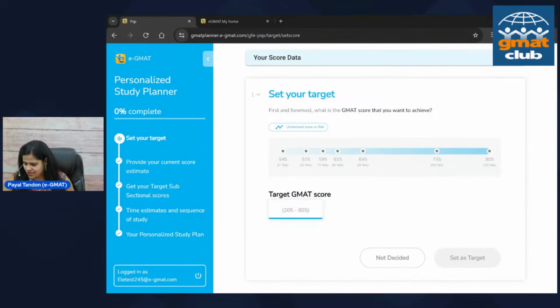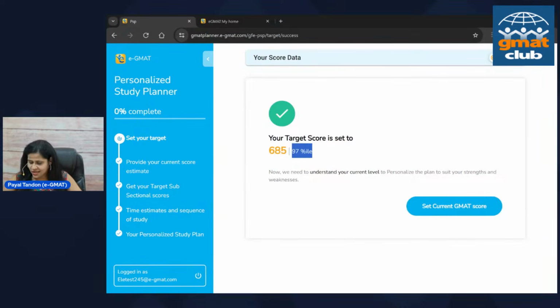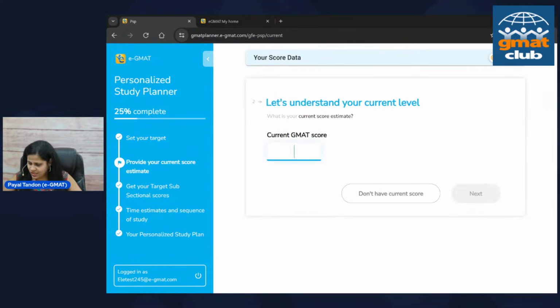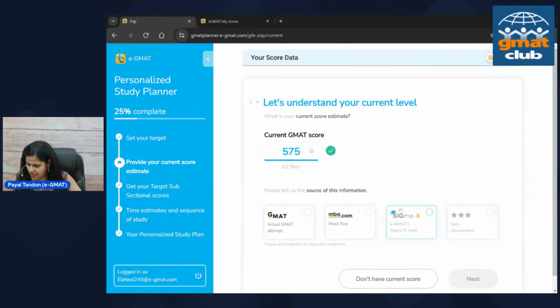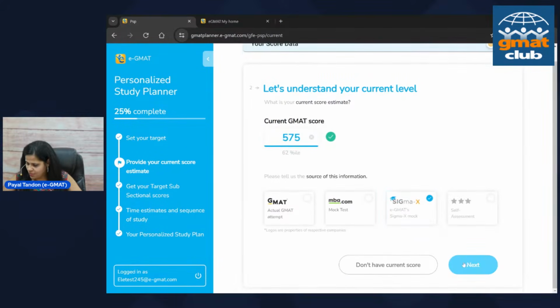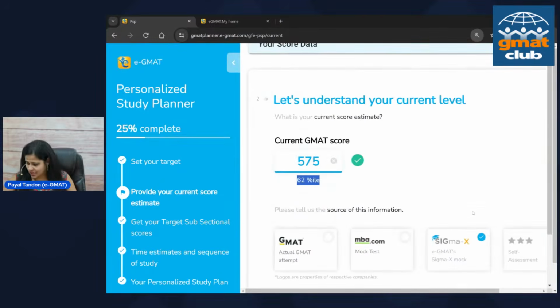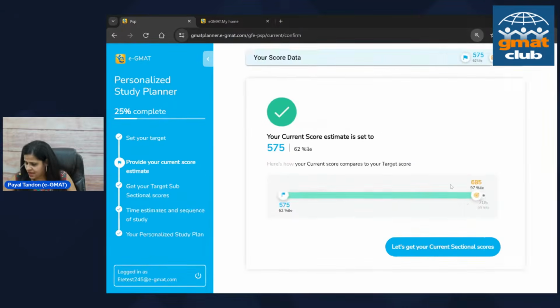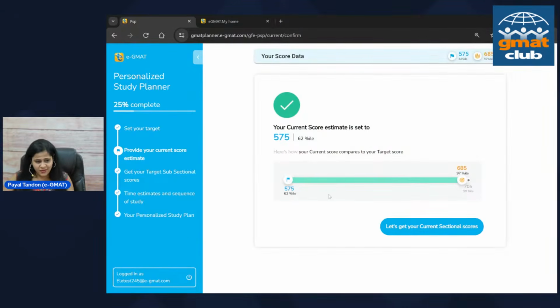Okay, so let's create this. I'm going to put my target GMAT score as 685. The system takes that and says that this is 97 percentile. Now I'm going to set my current GMAT score as 575, and I'm going to say that I got this from Sigma X mock. I'm going to go to next, and right now the system is saying that this is 62nd percentile. So I have to go from 575 to 685, which means I have to go from 62nd percentile to 97 percentile. So it's putting everything in the right context.